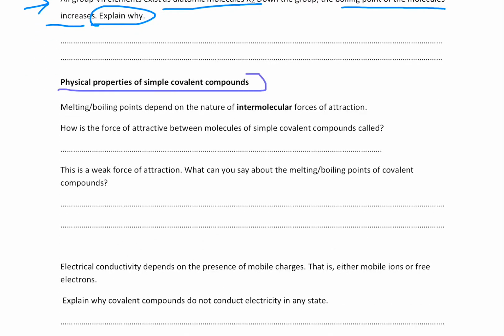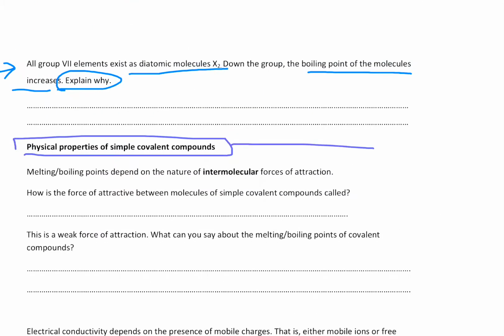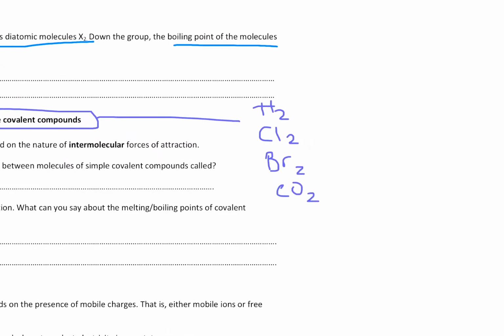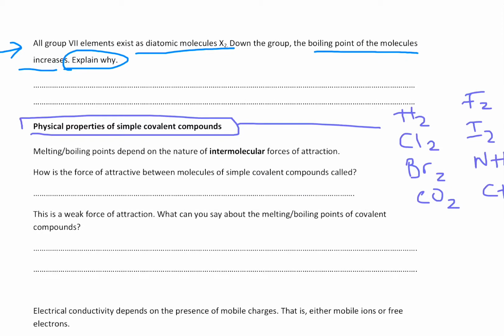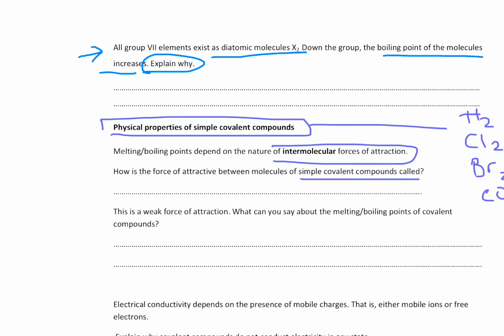Let's look at the physical properties of simple covalent compounds. Simple covalent compounds are like H2, Cl2, Br2, CO2. All the examples that we did, the dot and cross diagrams, are simple covalent compounds. So all these are simple covalent compounds, and the melting point depends on the intermolecular force of attraction, and the force of attraction between simple covalent molecules is called van der Waals forces. And it is a weak force of attraction. So what can you say about the melting point or boiling point of covalent compounds? I'll let you answer this.